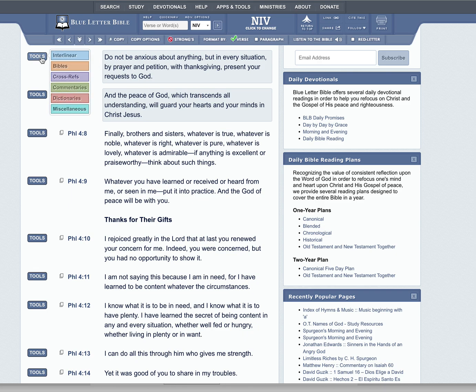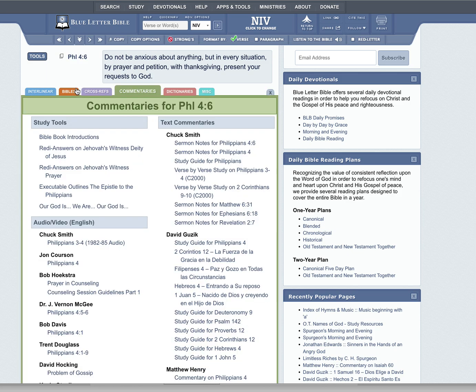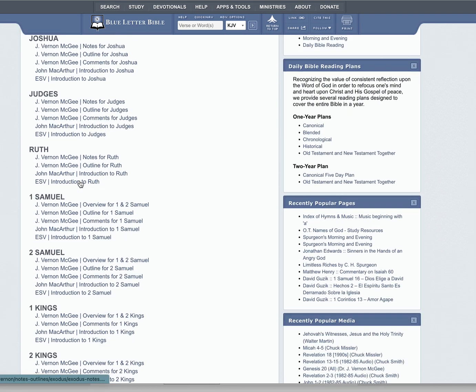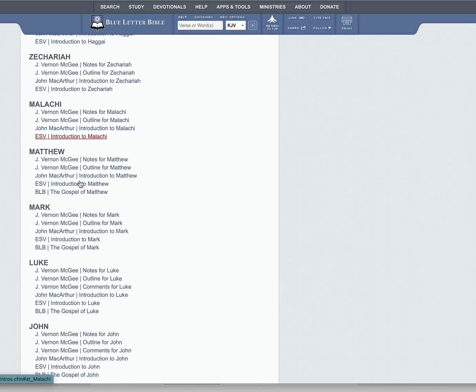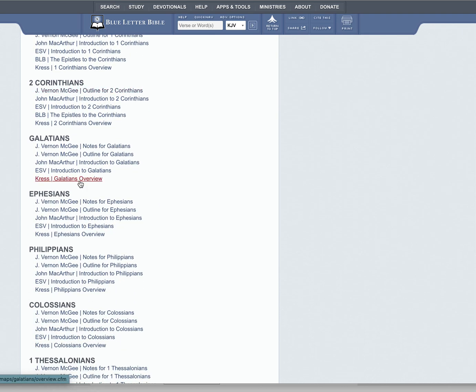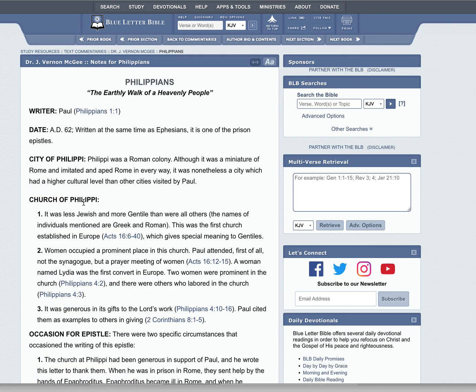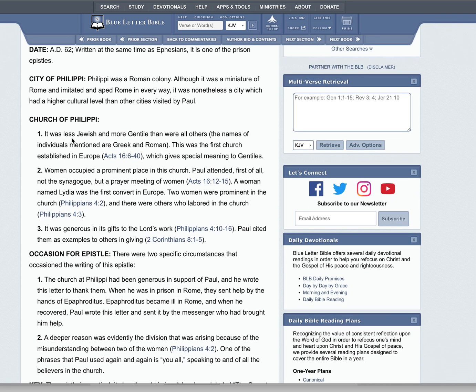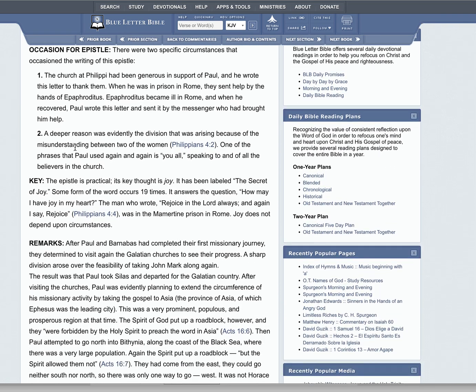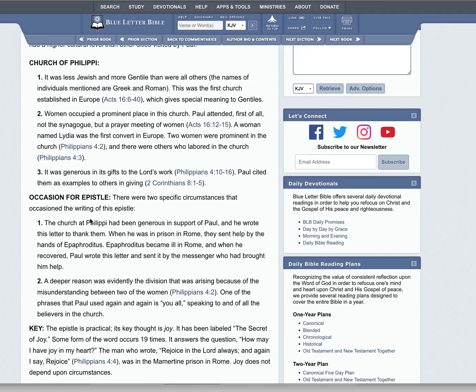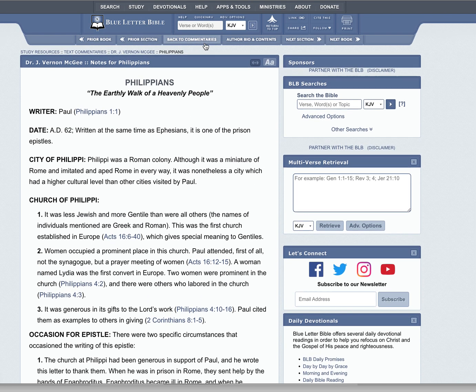You can use a study Bible to get an introduction of the book of Philippians, or you can use the Bible book introductions right here. Click on those. Go down to the book for Philippians. You have a few different ones you can read. You could just look at this one and see who wrote it, the date, the city, the church, the reason for it, what some of the keys were, the remarks. You just want to get those to help answer some of your observation questions.